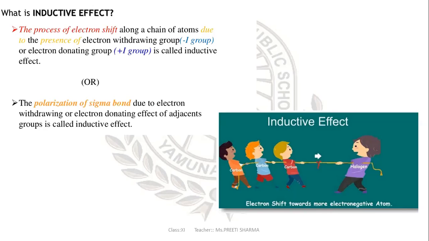This is a permanent effect, students. As you can see in the picture, if there is a carbon chain and one electronegative atom, right, whose electronegativity is quite high, and it shifts the electron towards itself, being more electronegative in nature, as you can see in this picture. So we can say the polarization of a sigma bond due to the electron withdrawing or electron donating effects of an adjacent group is called inductive effect.